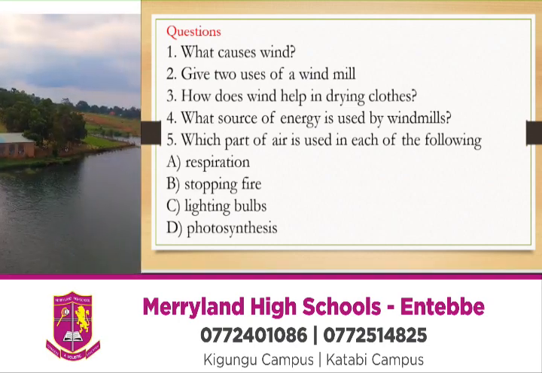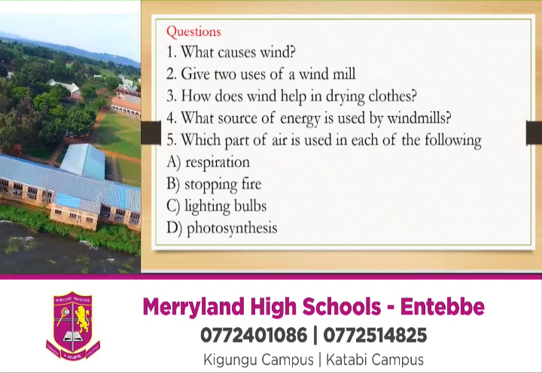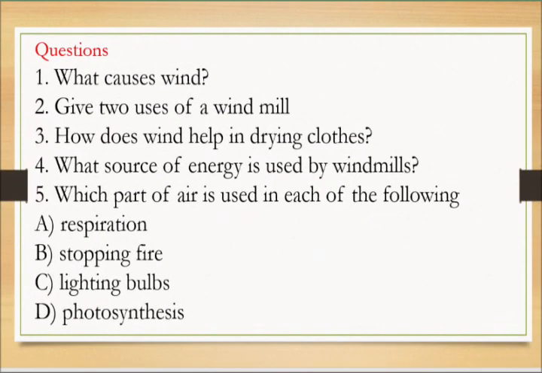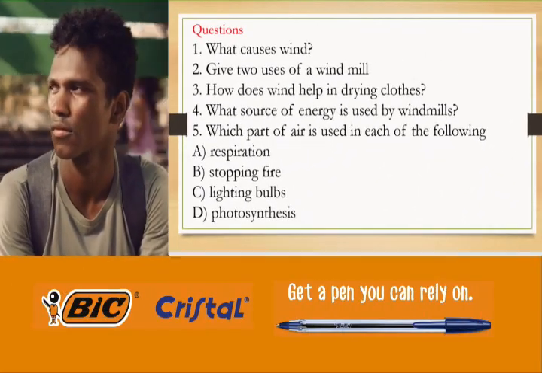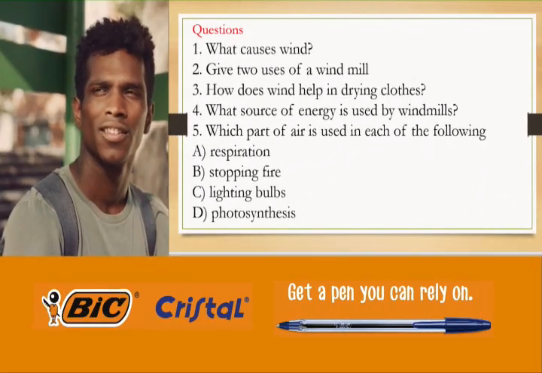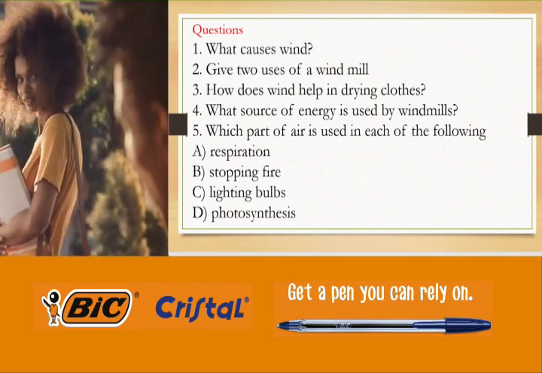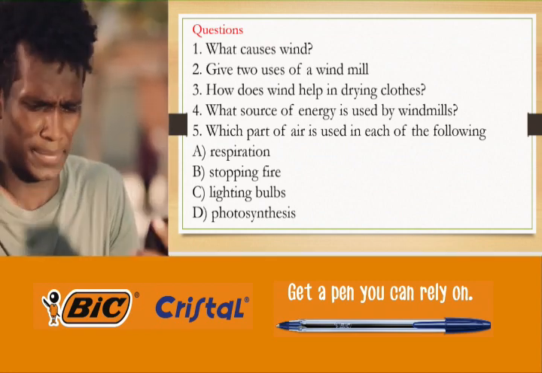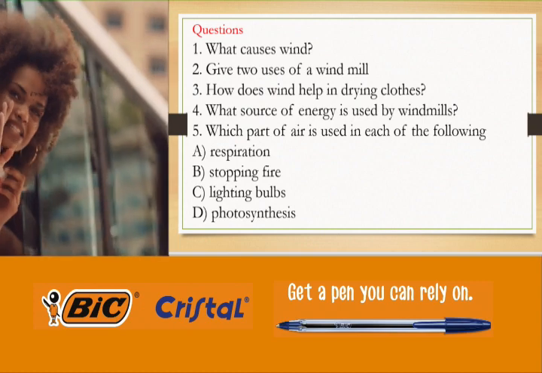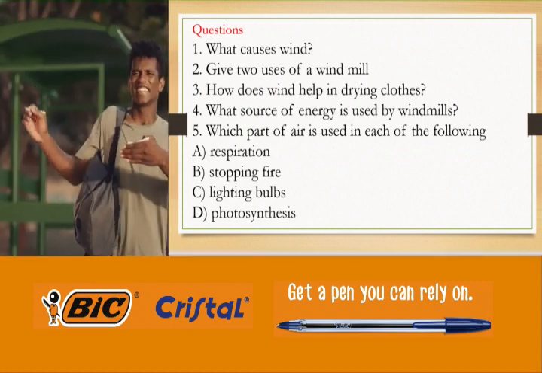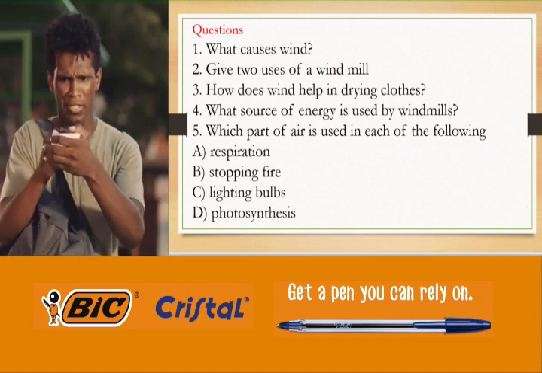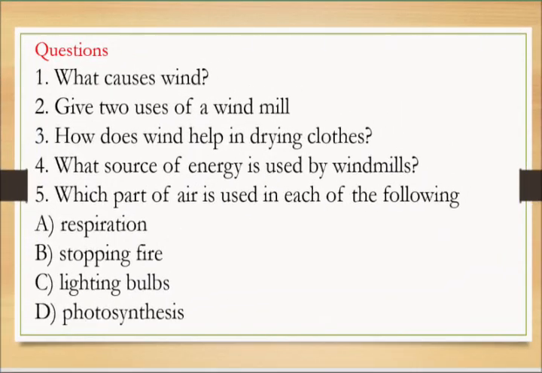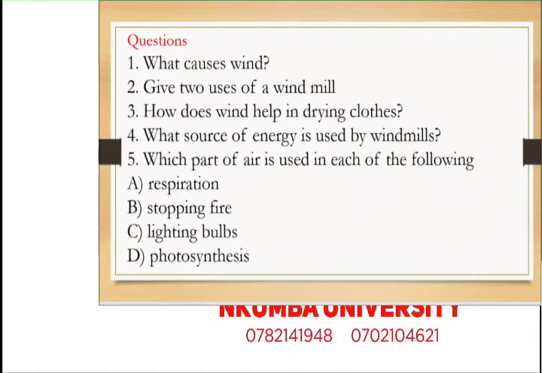We've seen it. Which part of air is used in each of the following? Which part or component of air, the atmosphere, is used in each of the following? One, we have respiration, and that is oxygen. We have stopping fire, that is good, carbon dioxide. We have the lighting bulbs, those ones use nitrogen, they can use argon. Then photosynthesis, that one uses carbon dioxide. Remember, carbon dioxide and water are the raw materials that are needed for photosynthesis to take place. Well, that is it with wind.